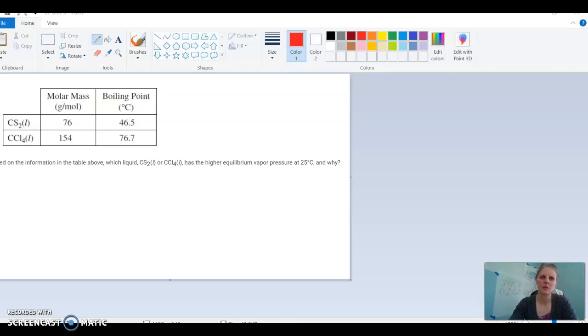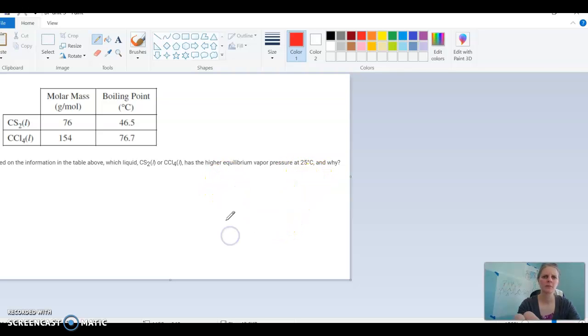Okay, and the last one is about taking a look at two different molecules, and if you're given data, and this AP test is going to be all about data. They're going to show you data, and you've got to interpret it from there. Explain things, basically. So if I look at this data, I've got different molar masses and their boiling points. And the question says, based on the information in the table about CS2 and CCl4, which one has a higher equilibrium vapor pressure at 25 degrees, and why?